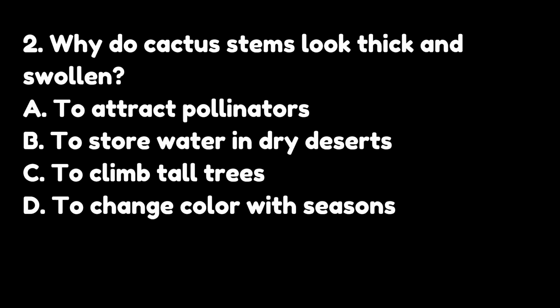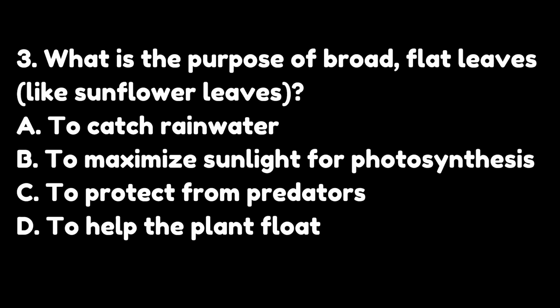2. Why do cactus stems look thick and swollen? A. To attract pollinators, B. To store water in dry desert, C. To climb tall trees, D. To change color with seasons. 3. What is the purpose of broad, flat leaves? A. To catch rainwater, B. To maximize sunlight for photosynthesis, C. To protect from predators, D. To help the plant float.